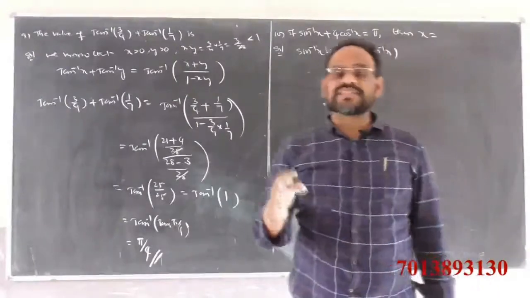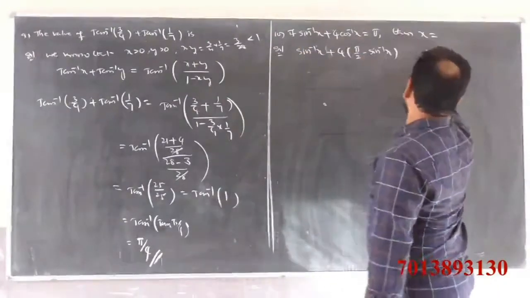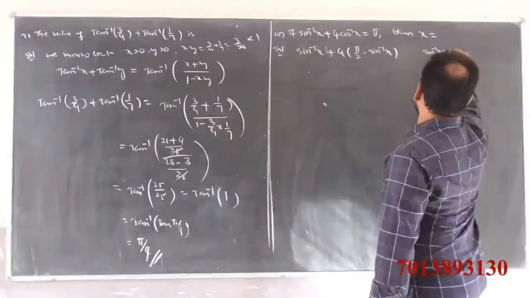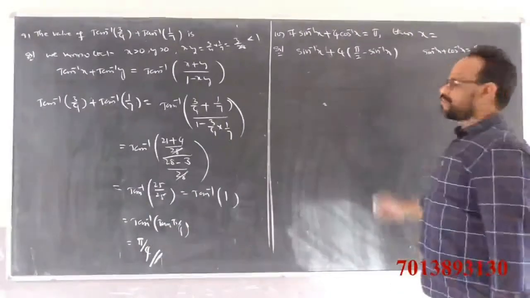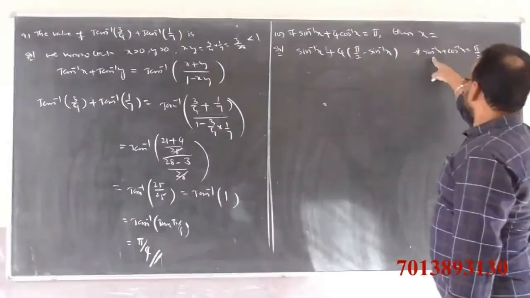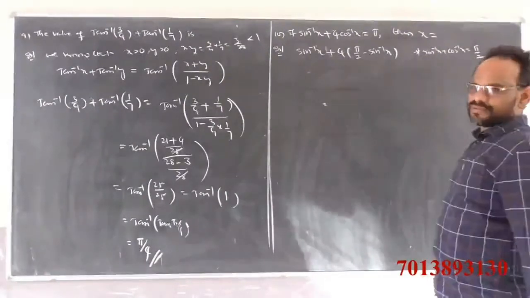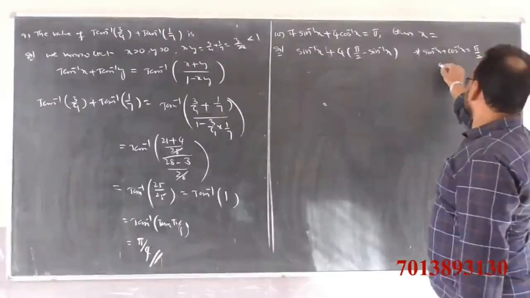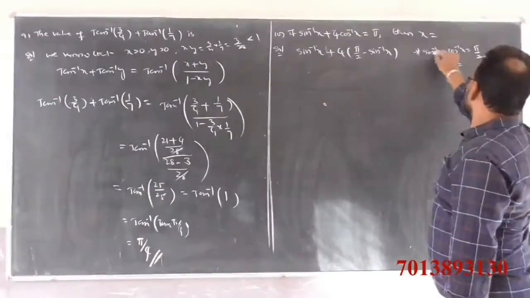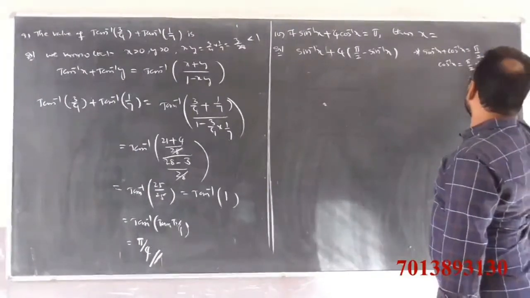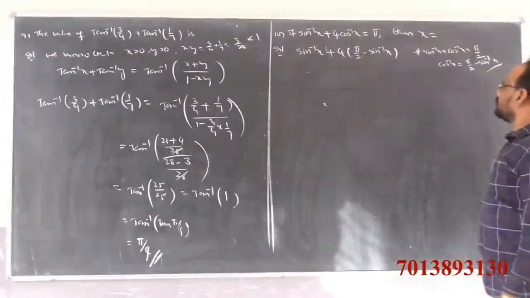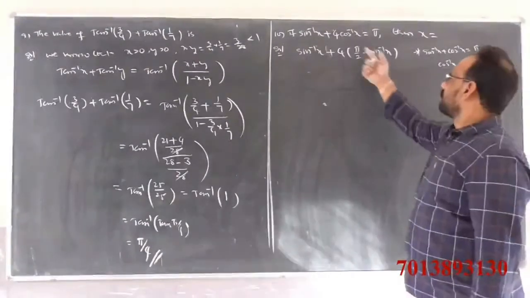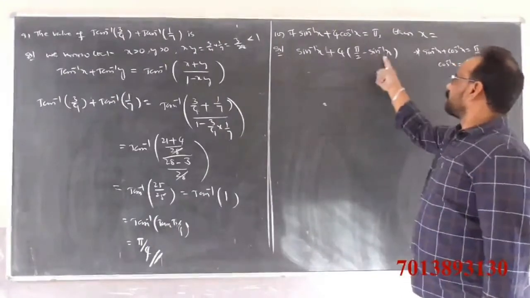That means sin inverse x plus cos inverse x. Where do we know that? Sin inverse x plus cos inverse x is equal to how much? Pi by 2. Already we have the property: sin inverse x plus cos inverse x equals pi by 2. We want cos inverse x. If you transpose, we get cos inverse x equals pi by 2 minus sin inverse x.